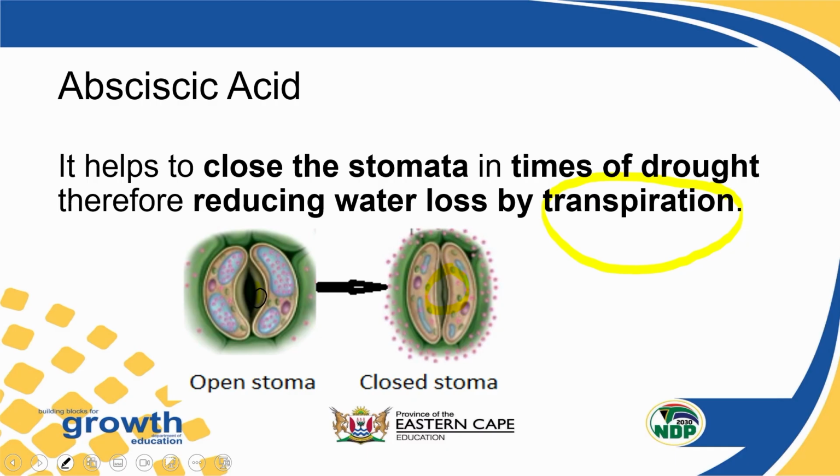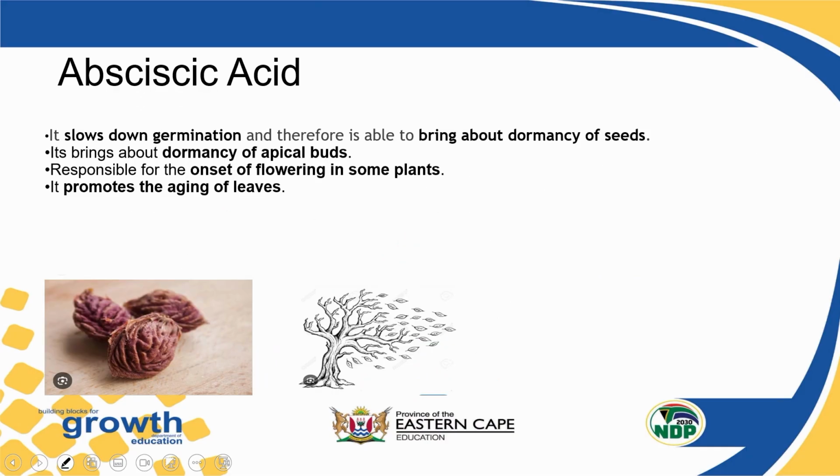So in a way, abscisic acid is protecting the plant against drought by making sure that the stomata are closed during the drought season so that the plant does not lose too much water to the outside. This is one of the functions of abscisic acid.